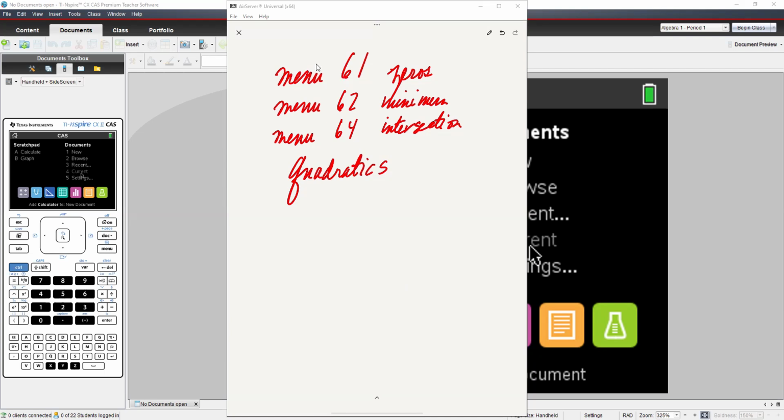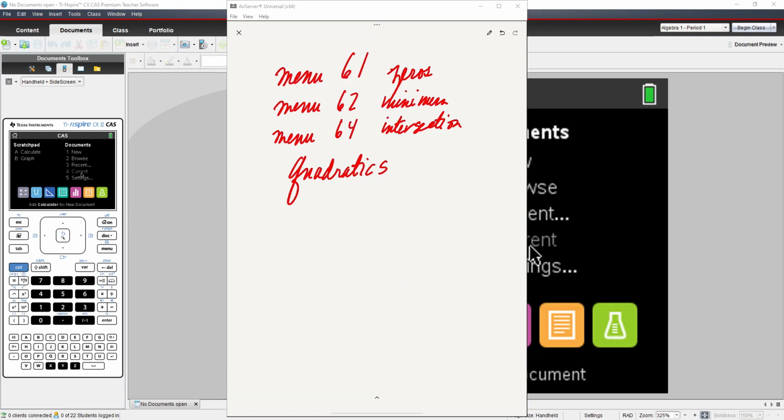All right. So the three most important keys are menu 61 for zeros, menu 62 for minimum, and menu 64 for intersection. I'm just going to look at 4 or 5 questions from the August Regents, and then I'm going to do another video for June, and then one for January, I think.